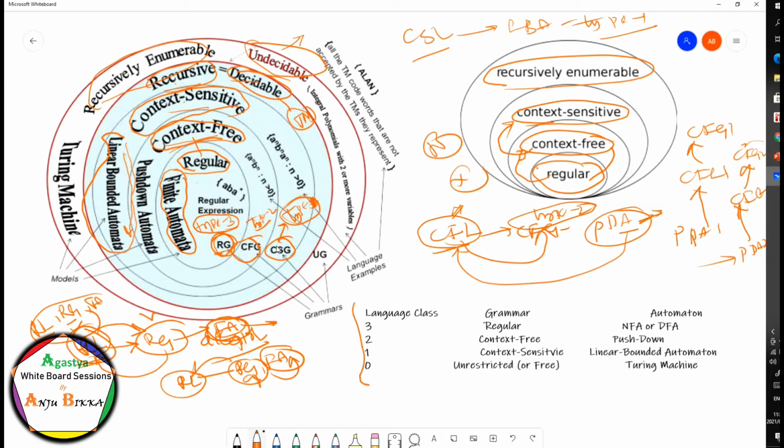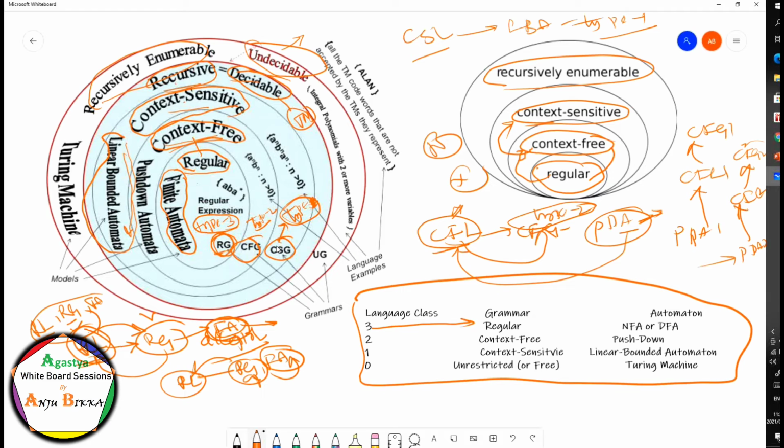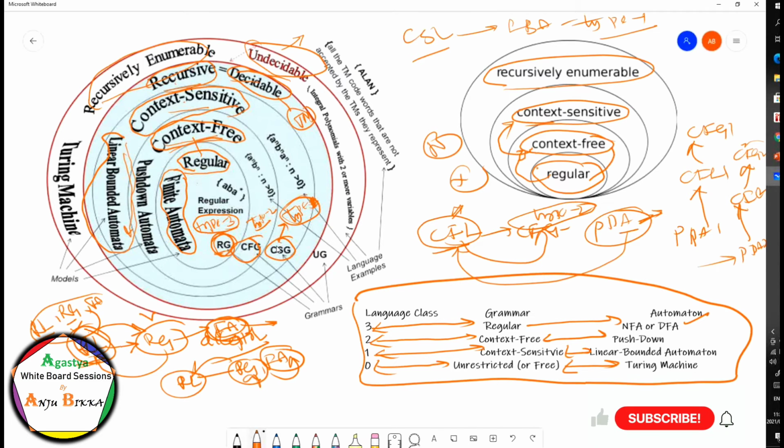Now this is the table. Regular language is type 3, the grammar is regular, and the automata is either DFA or NFA. Type 2 is context-free, and the automata is the pushdown automata. Type 1 is context-sensitive, and the automata is a linear bounded automata. Type 0 is unrestricted or free grammar, and the automata is Turing machines. This is the introduction. In the next session, we are going to discuss some basics before we start finite automata. Thank you very much for listening.